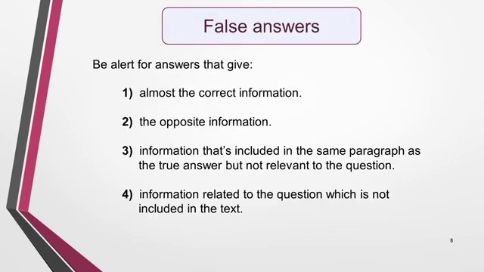It's also useful to know the types of incorrect answers that might be included. Be alert for answers that give almost correct information. Watch out for those distractors. The opposite information. It's very easy to get fooled by these. Information that's included in the same paragraph as the true answer, but not relevant to the question. And information related to the question which is not included in the text.